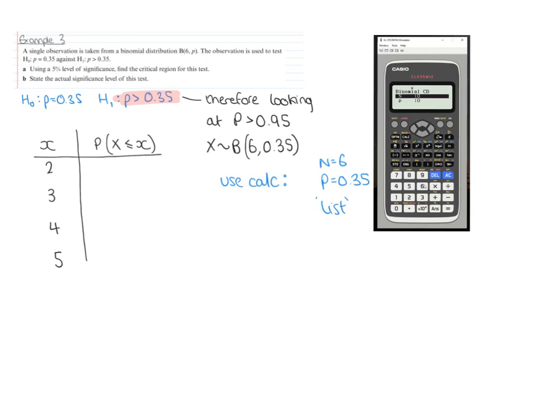N is the total number of trials, which in this case is 6. And P is the probability from our null hypothesis, which is 0.35. Press equals and equals again. And then that gives us the probability of x being less than or equal to 2, x being less than or equal to 3, etc. And then we can use this to work out the probability of x being above 5 or above 4 by doing 1 minus these values.